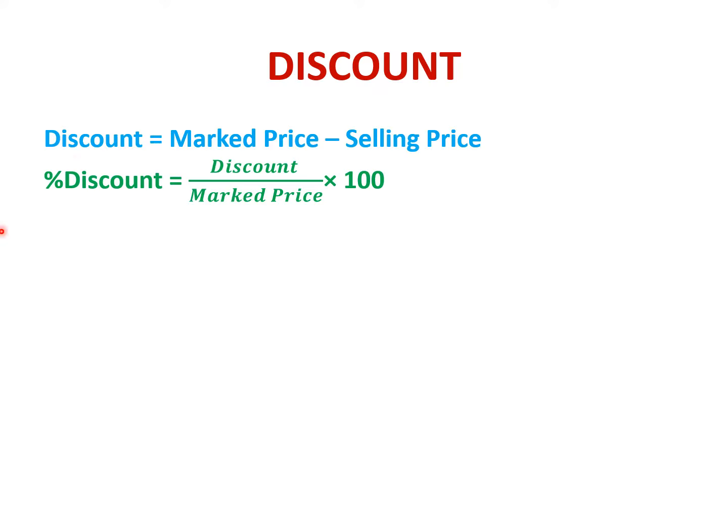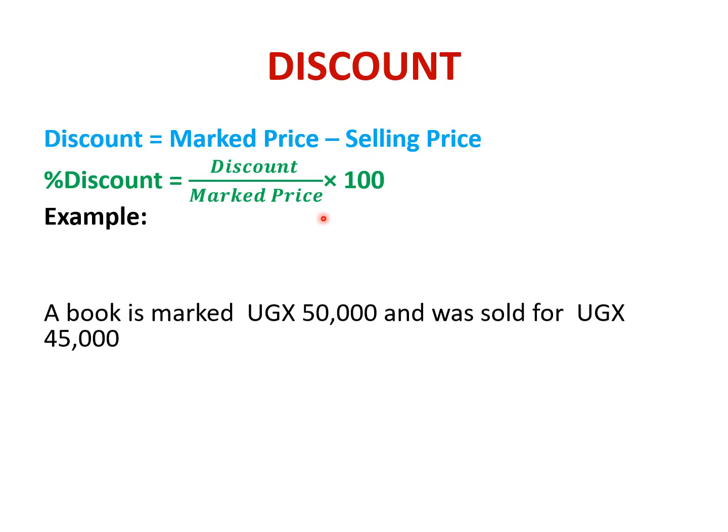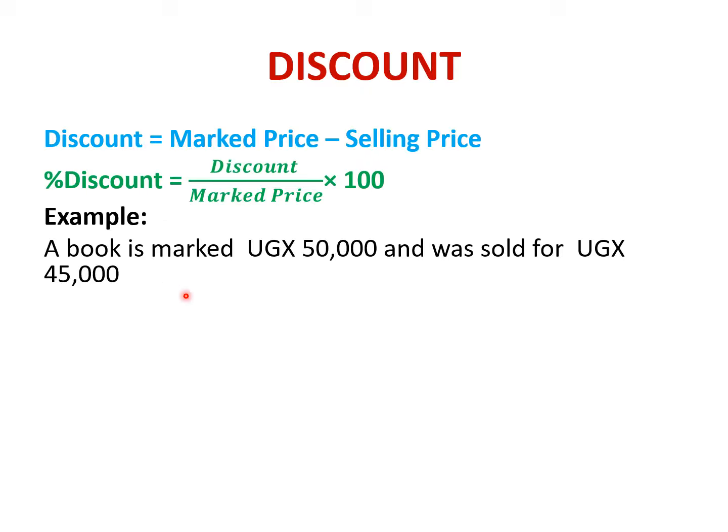Then how do we get the percentage discount? It is discount divided by market price times 100. Then here we have one example. A book is marked 50,000 shillings and was sold for 45,000. And now here they are saying find the discount.